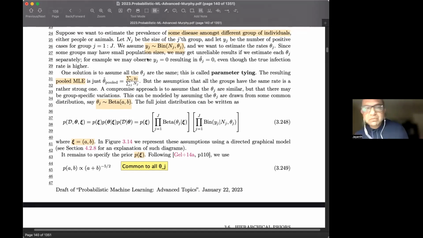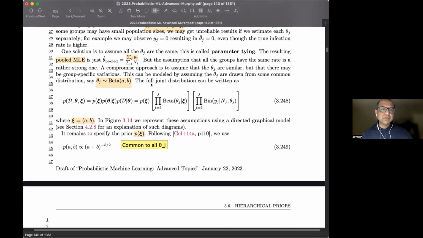So actually, I misspoke earlier. Nj is the size of the jth group. It's not the positives. The sum of the yj's is the number of positives. And so the MLE is simply the number of positives divided by the total size of all the groups. This is the pooled estimate. So this is what we would do if we looked at it as a single group.